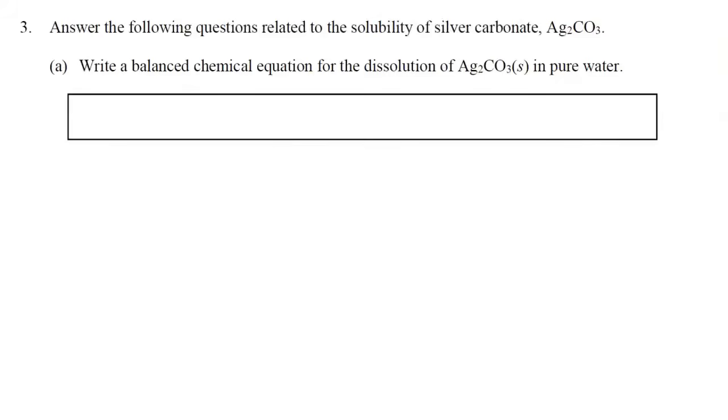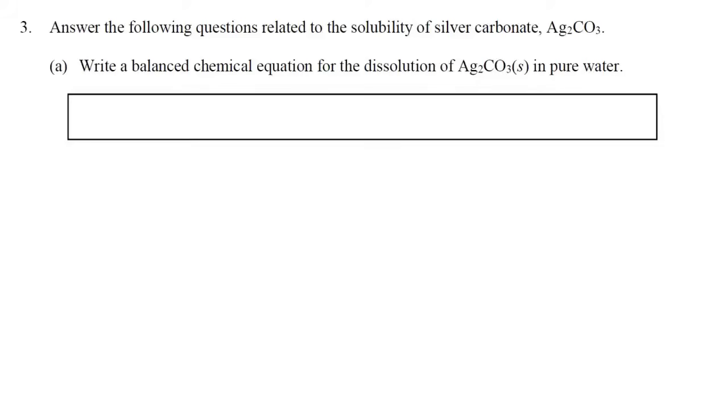Now, in question 2 of this packet, we were given the value of KSP for a compound, and we had to calculate the solubility of that compound. Here, in question 3, it'll be the reverse process. In question 3, you will be given the solubility of a compound, and then eventually you will have to calculate the KSP for that compound. All right, this is question 3.